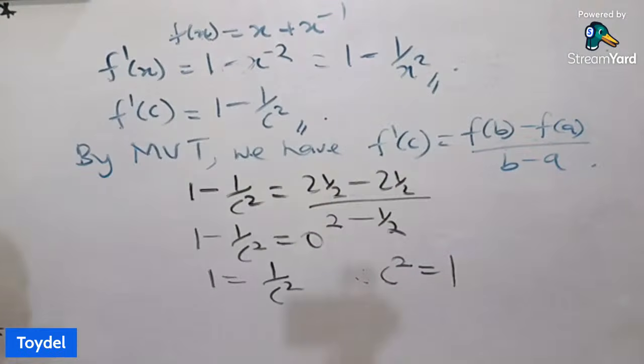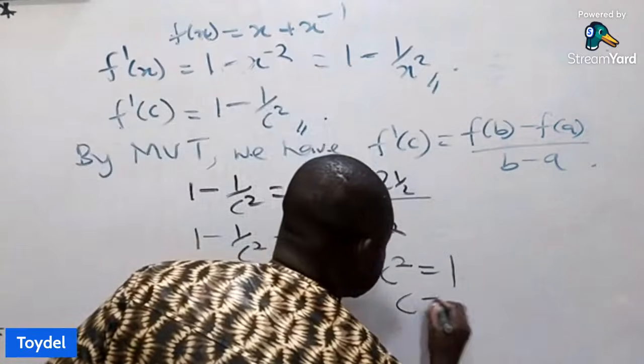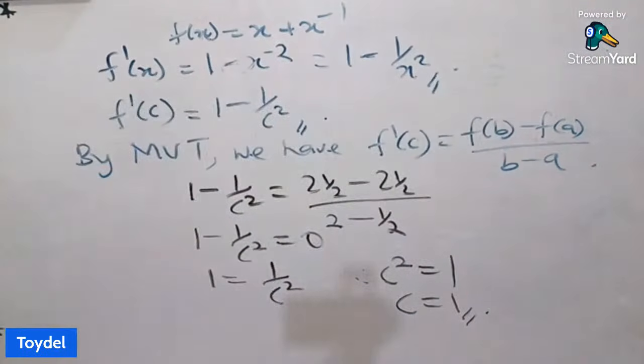Then c is equal to 1. If c squared is equal to 1, c is equal to 1. So we have got the value of c to be equal to 1.